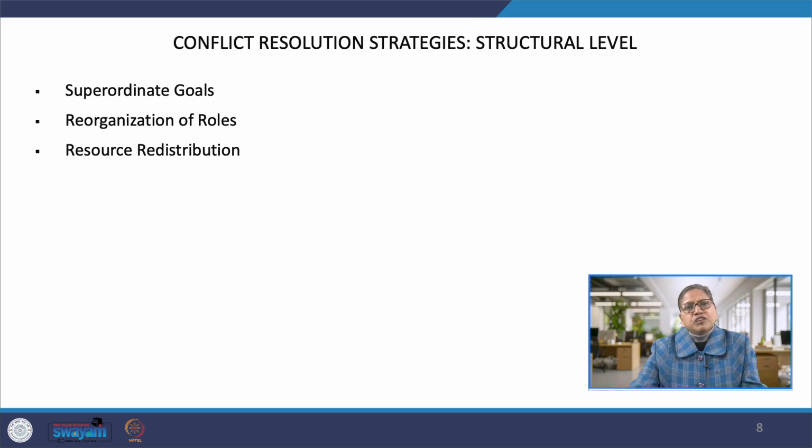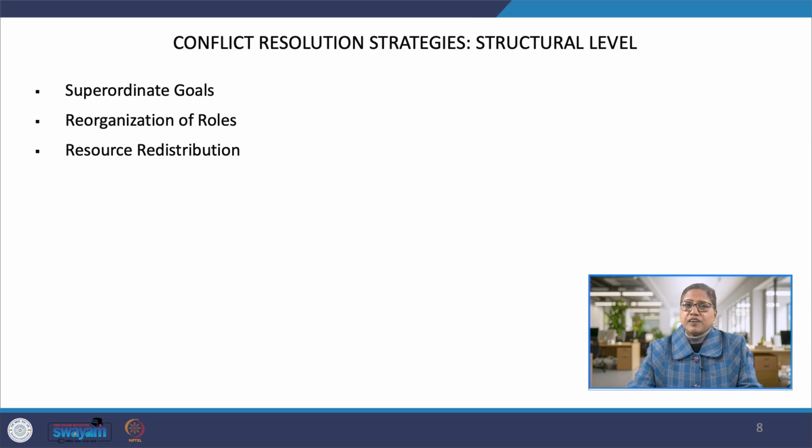Reorganization of roles means clearly defining the roles and responsibilities in order to reduce ambiguity. This may include altering reporting relationships or changing the formal structure to reduce the competition between departments, and establishing clear communication channels and clear lines of command.